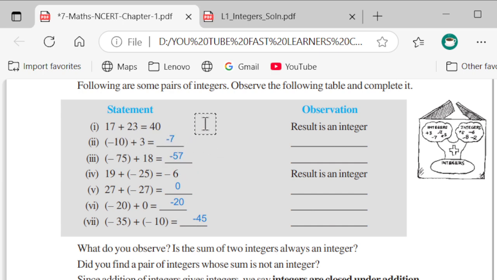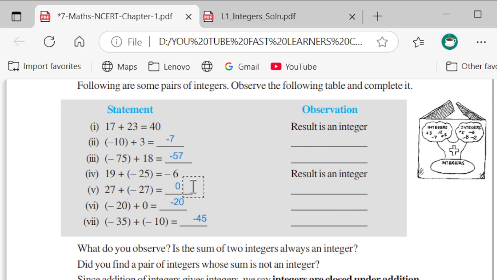Now see here, 17 plus 23 is equal to 40. Minus 10 plus 3 will give you minus 7. You know that minus 10 is on the left hand side of the number line, and if you add 3 you have to come to the right hand side. The answer will be minus 7. Minus 75 plus 18: you simply subtract 75 minus 18 and the answer is 57. You put the sign of the bigger number, minus 57.